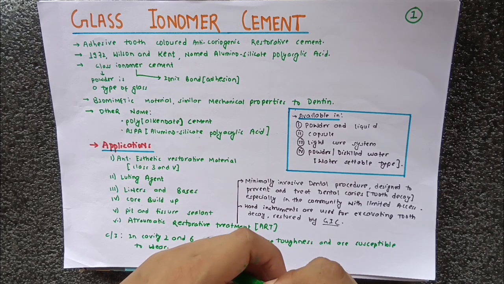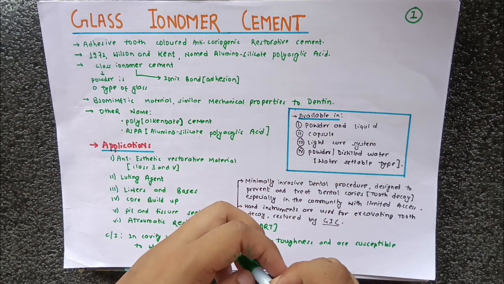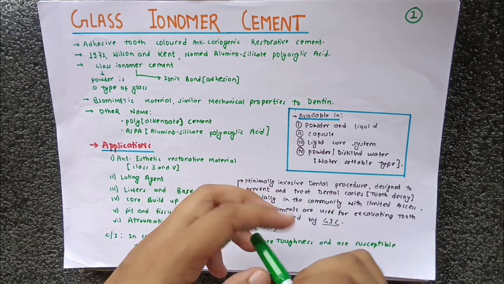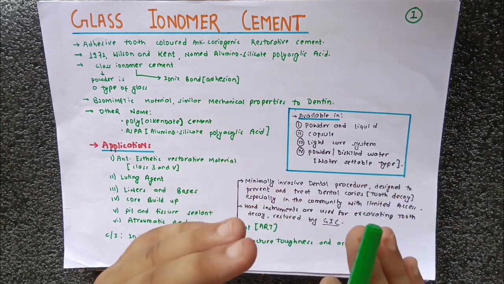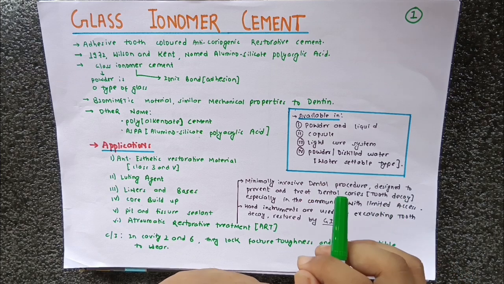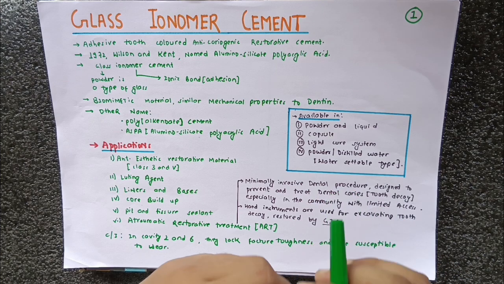So this is part 5 of the dental cement series, and in this video we will be discussing glass ionomer cement. Glass ionomer cement is one of the most important chapters in dentistry. I am saying dentistry, not just dental materials. So glass ionomer cement is a very important chapter.